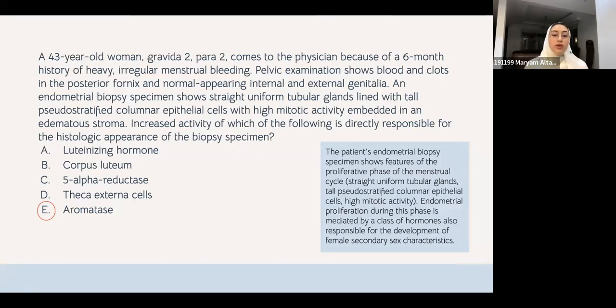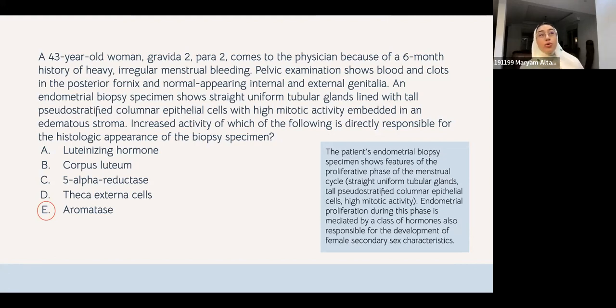And so what they're asking in this question is, one, they want you to know which phase this biopsy is in. When they tell you there's high mitotic activity and uniform tubular glands, these are the features you need to know are part of the proliferative phase, or the follicular phase of your menstrual cycle. So this is the follicular phase.